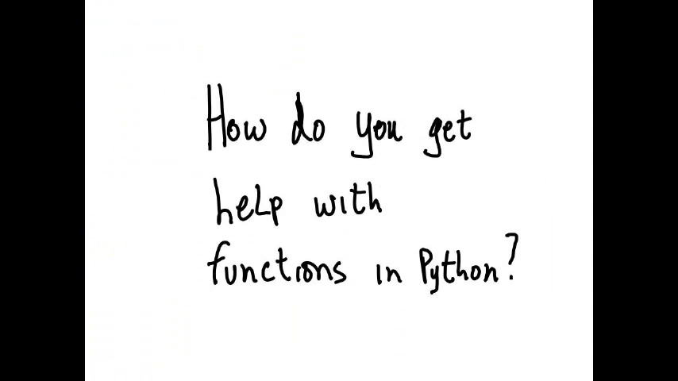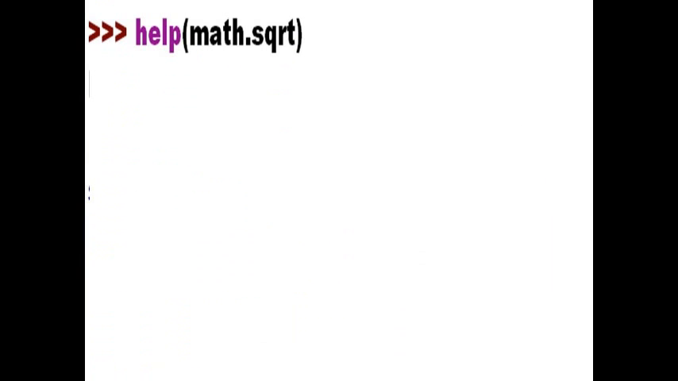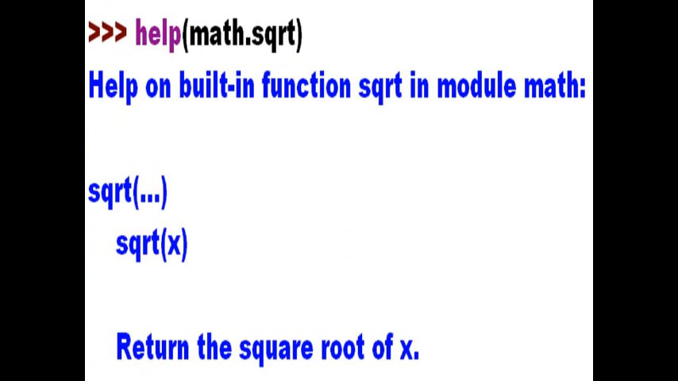How do you get help with functions in Python? Here's how. You key in the word help, parens, and then the name of the function. If it's within a library, key in the library name dot function name. Here, I keyed in help, parens, math.square root, close parens. And this is what I get when I hit enter.